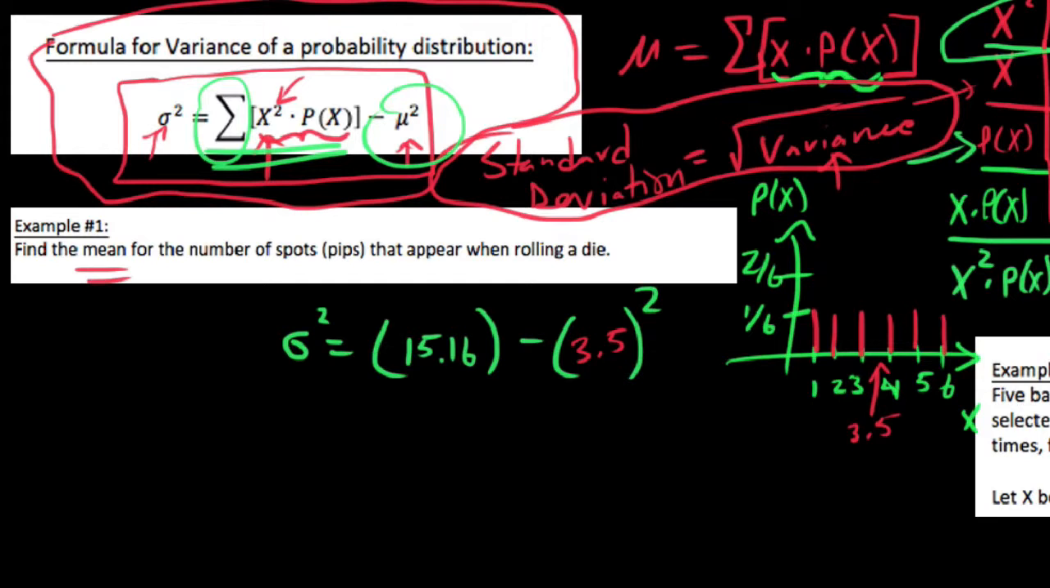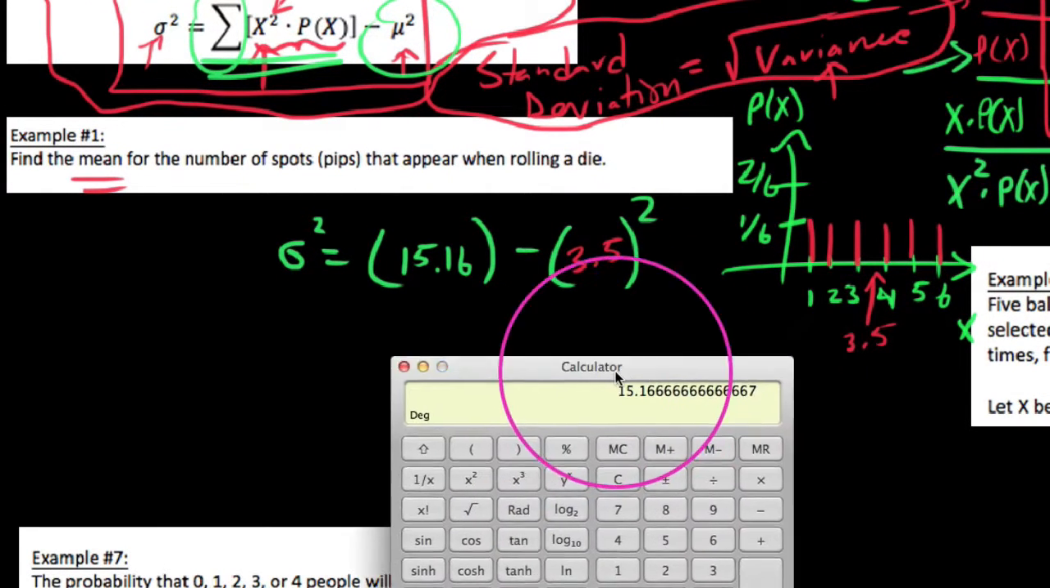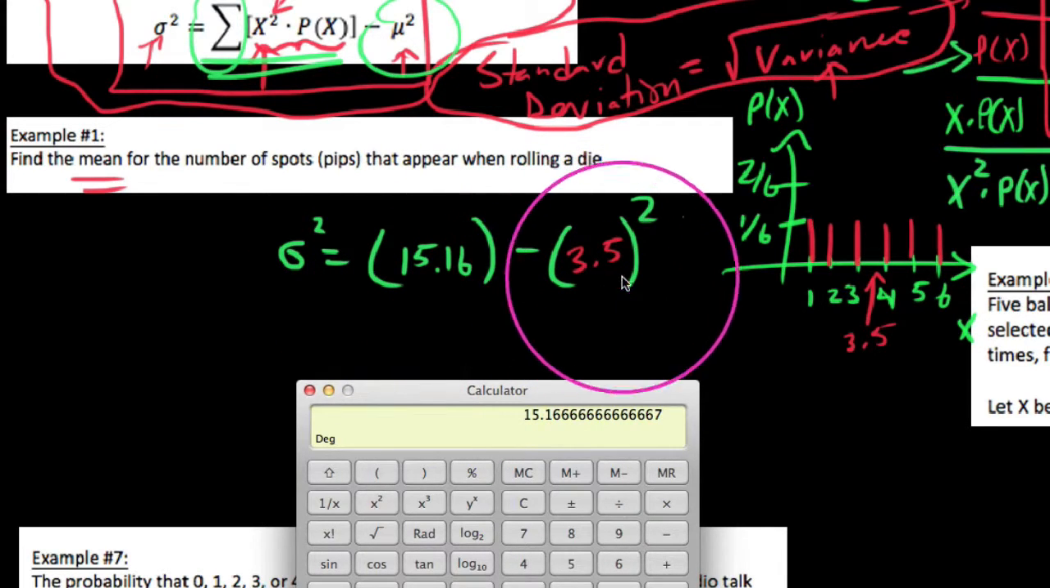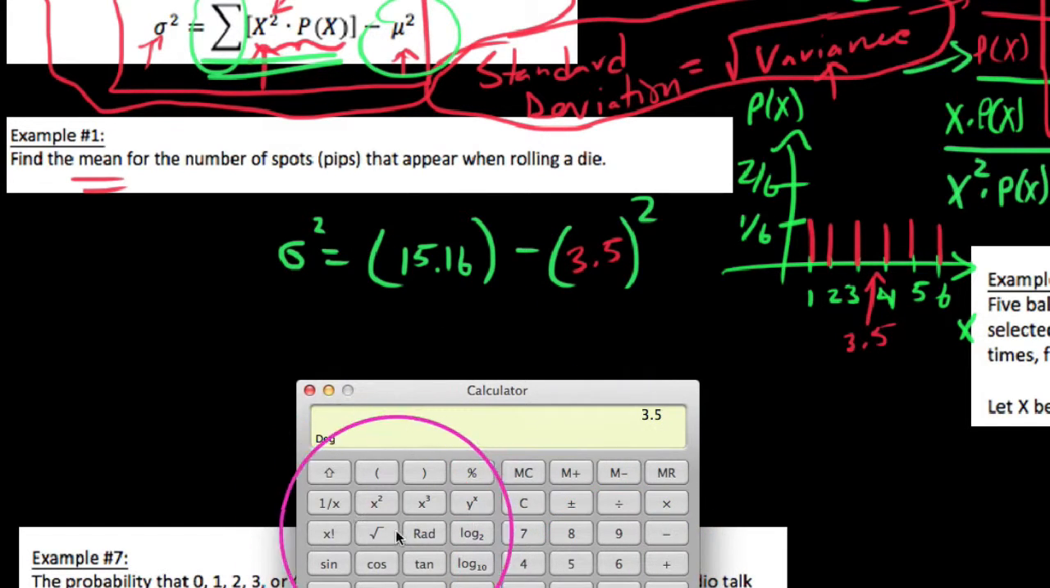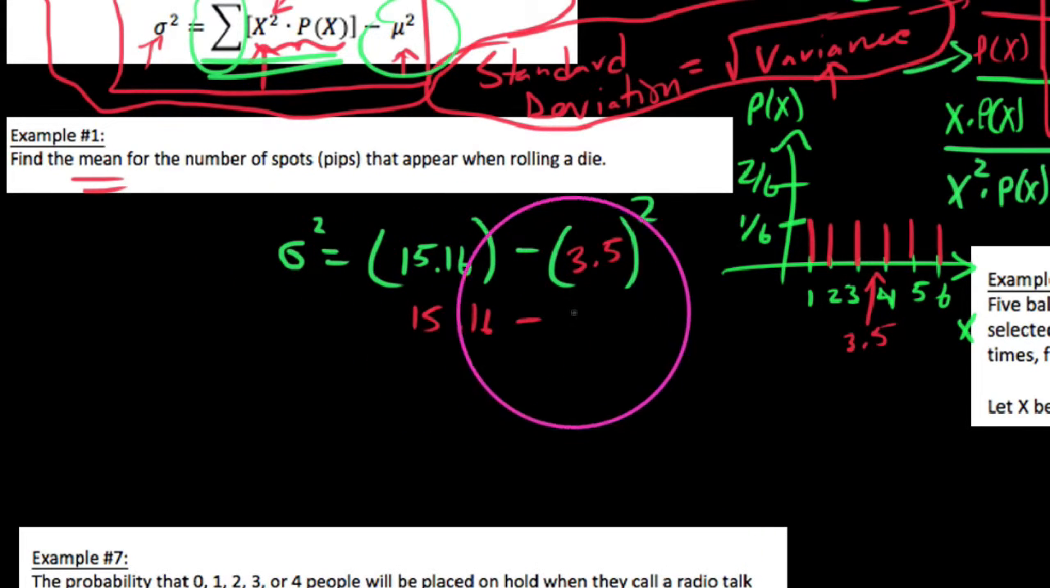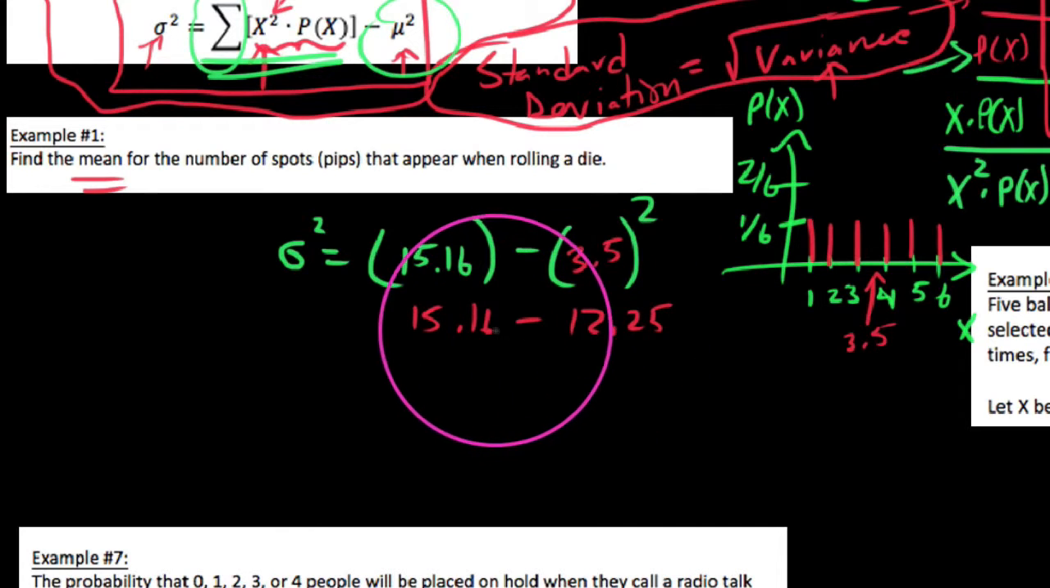But we're going to get our calculator back out. It's a little bit odd of a calculator. In a regular calculator, I type in 15.16 minus 3.5 squared. But we're going to have to square the 3.5 first and take it away from this. So we say 3.5 squared, okay, 12.25. So we get this, 15.16 minus 12.25.